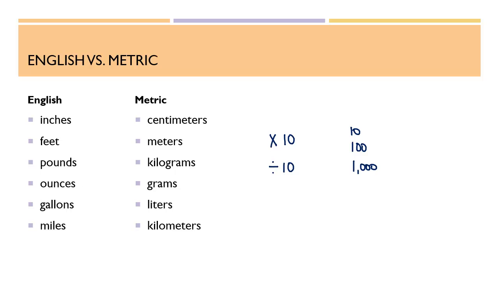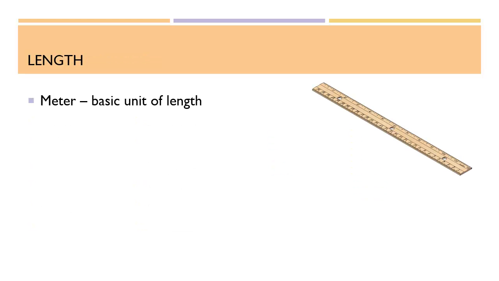The first metric unit that we will be discussing is the meter, which is the basic unit of length. A meter is a tiny bit longer than a yard. Now if we have 1,000 meters, what we call that is a kilometer. And this is one metric prefix that you should memorize: kilo. A kilo is 1,000 of anything. So if we have 1,000 liters, which we'll discuss later, we have a kiloliter. So a kilometer is 1,000 meters.